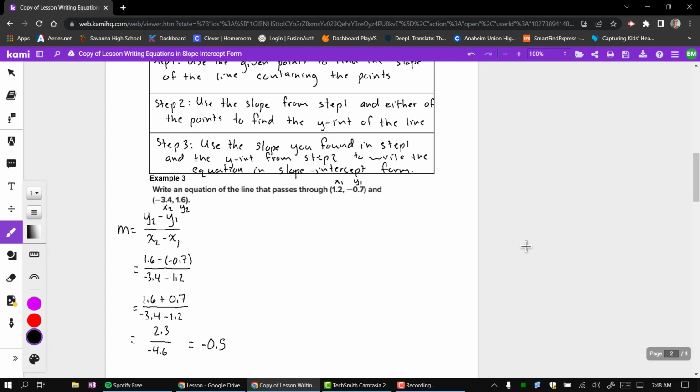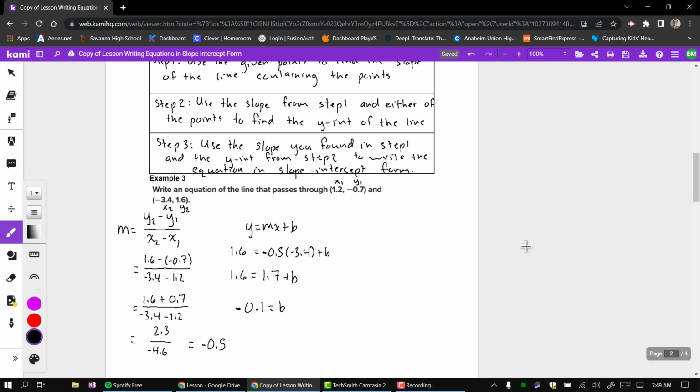So step 2 says use the slope from step 1 to find the y-intercept. I'm going to use the first point right here. I'm going to use the second point right here to show you that it doesn't matter which one you use. So this is going to give me y equals mx plus b. So I'm going to go 1.6 equals negative 0.5 times negative 3.4 plus b. Multiply these two together, and that gives you 1.7 plus b. Subtract 1.7 from both sides, and you get negative 0.1 is b.